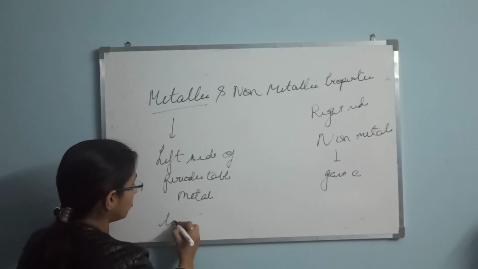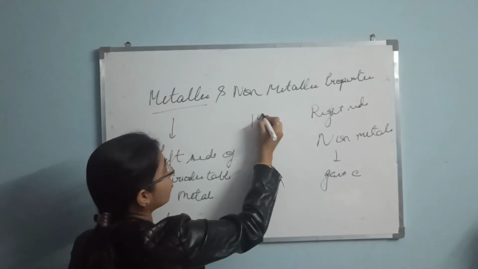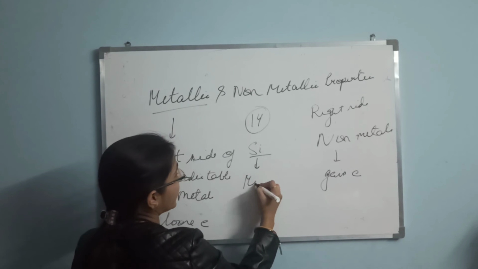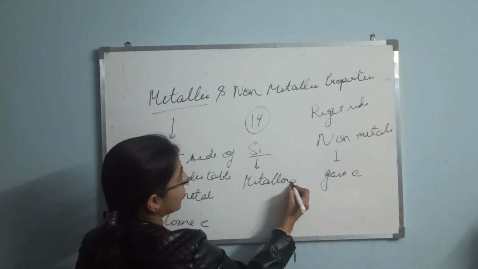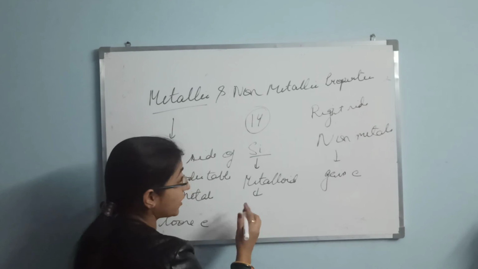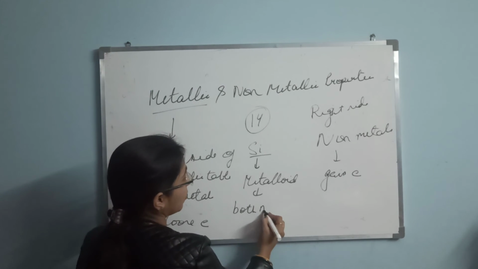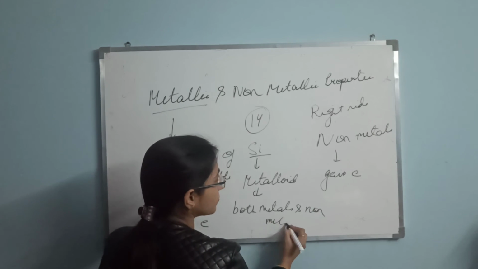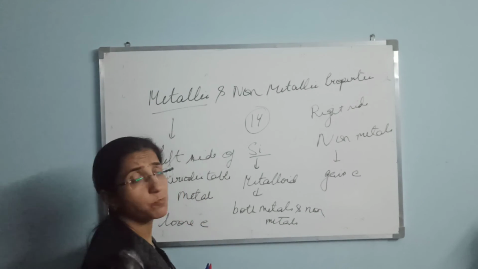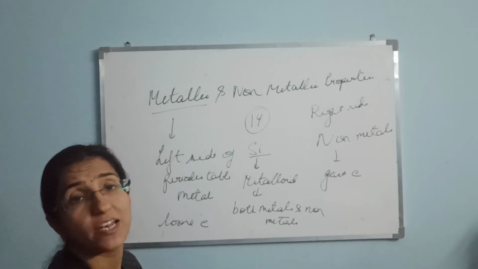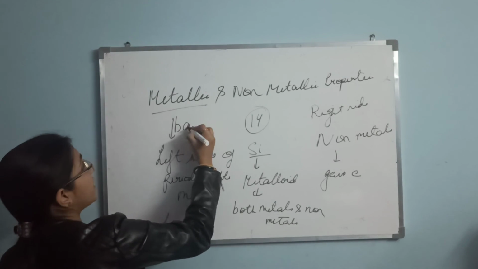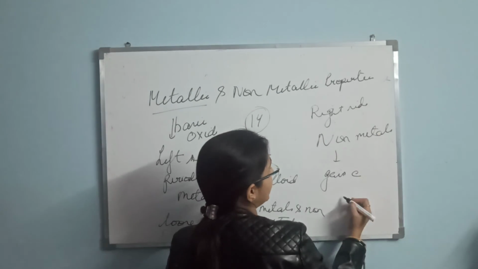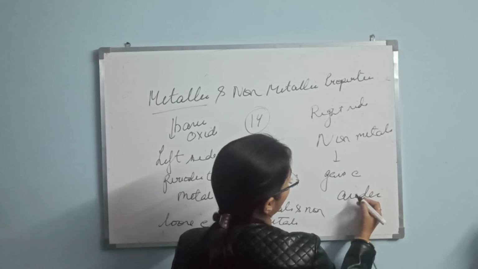Metals have a tendency to lose electrons. And in group 14, besides carbon, we also have silicon, which is a metalloid, which has properties of both metals and non-metals. And the last point is the metals which are present on the left hand side normally give basic oxides, and those which are present on the right hand side normally combine with oxygen to give acidic oxides.